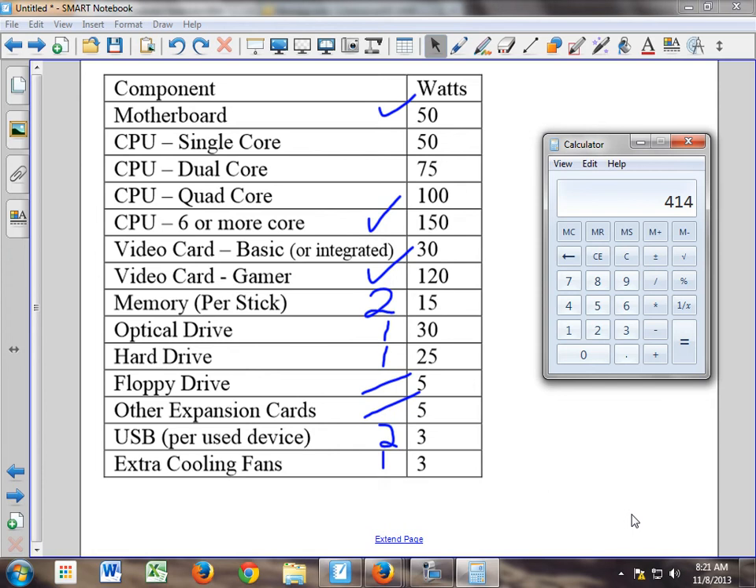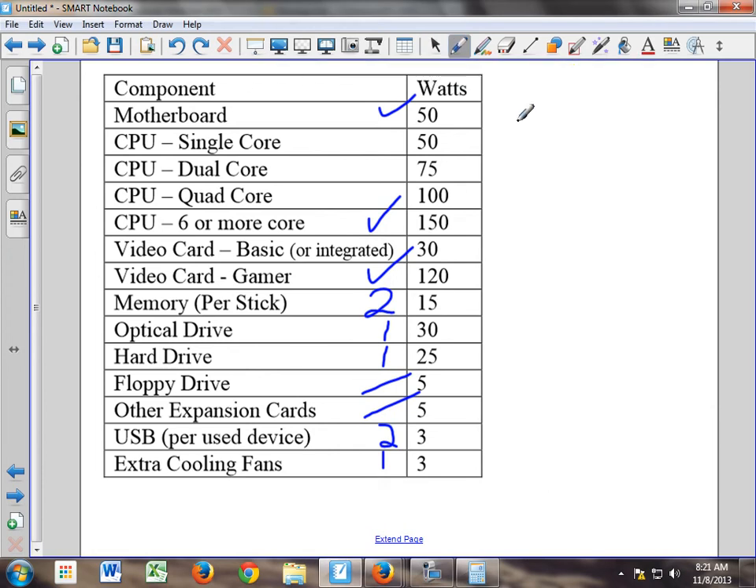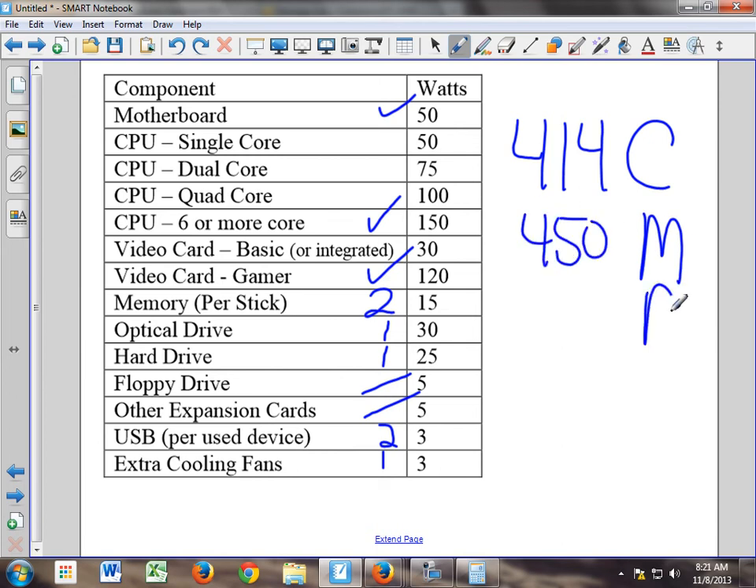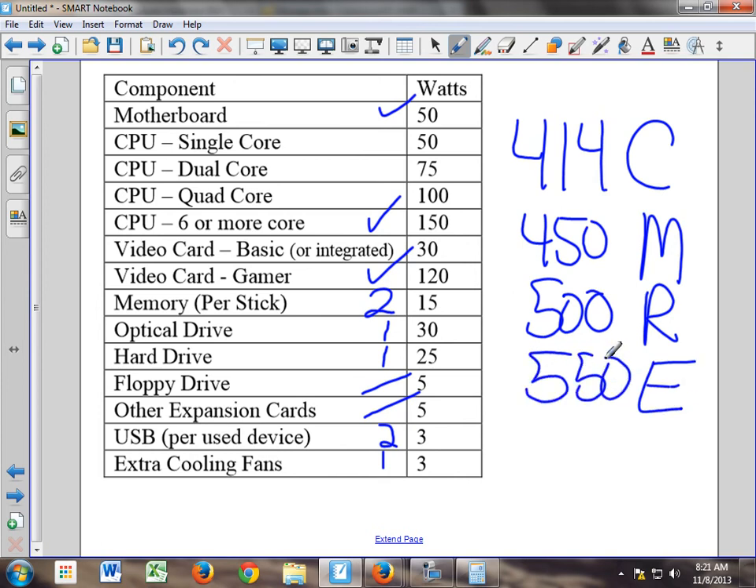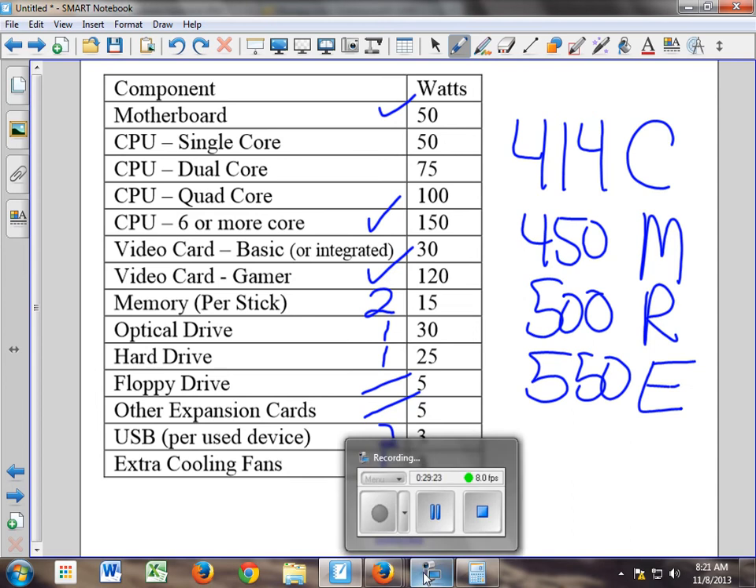So if I got 414 here, that's our calculated. Our minimum is 450, our recommended is 500, our efficient is 550. And I just said which one? In the original question, I asked for the efficient, which means I'd like to have a 550 watt power supply. If I buy one that's efficient, I know that I can expand. I could add a second gamer video card here. I'd still be fine, right?